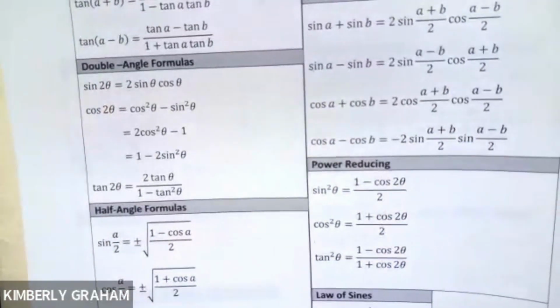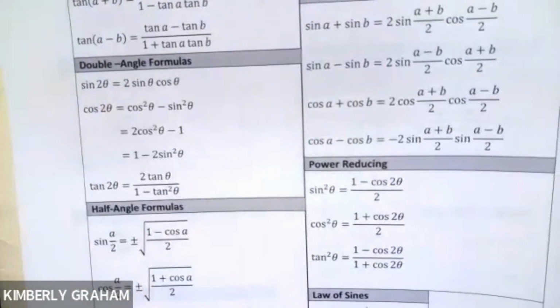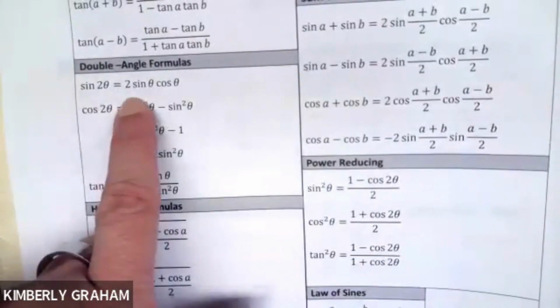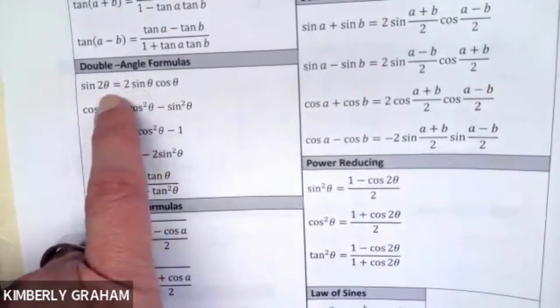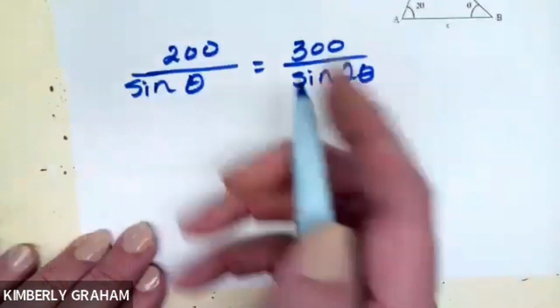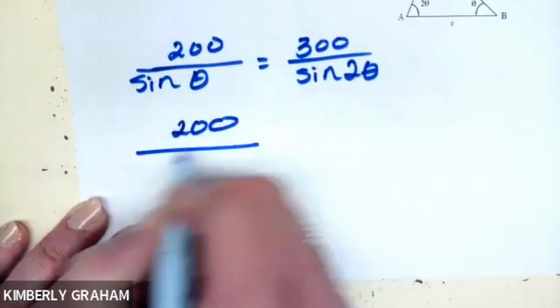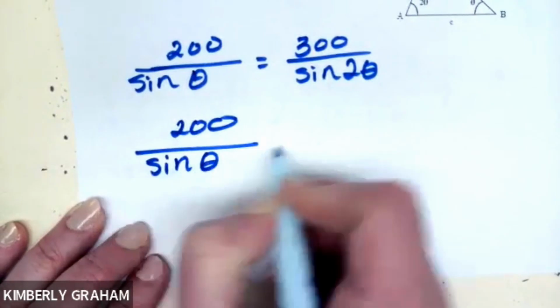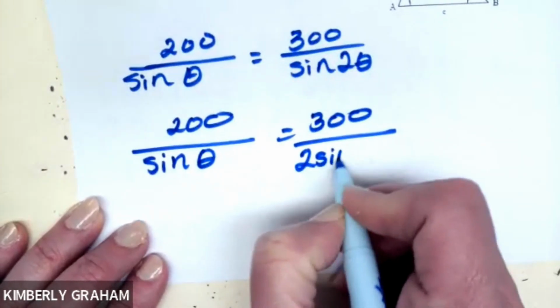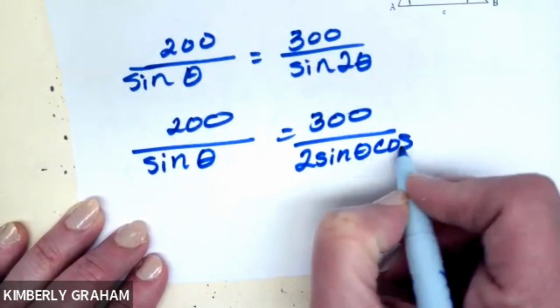This is one of those things that was in chapter 3 that we sort of skipped over, but I don't think it's that confusing to go back and look at this and say, okay, in place of sine 2 theta, I can replace this, right? So I've got 200 over sine theta equals 300 over 2 sine theta cosine theta.